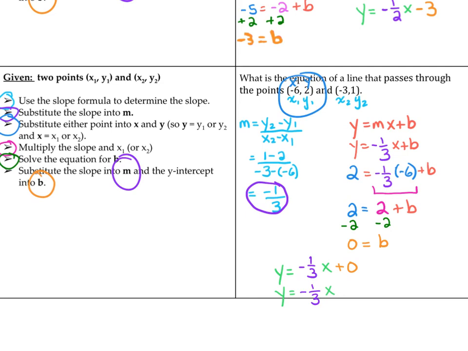So those are the cases that you're going to be looking at. You might be given the slope and the y-intercept. You might be given the slope and a point, or you might be given neither. So you need to be able to use your tools to solve for the slope and solve for the y-intercept if needed.